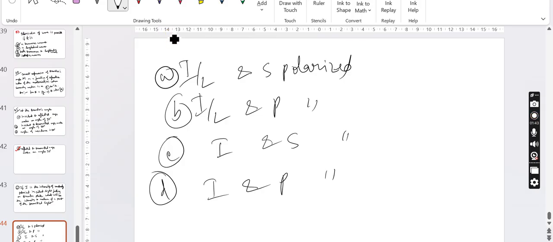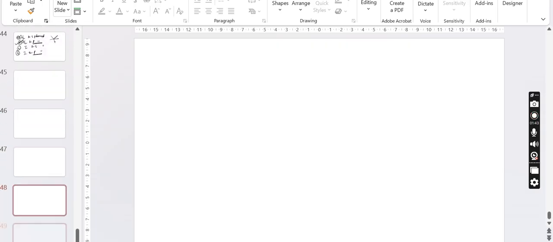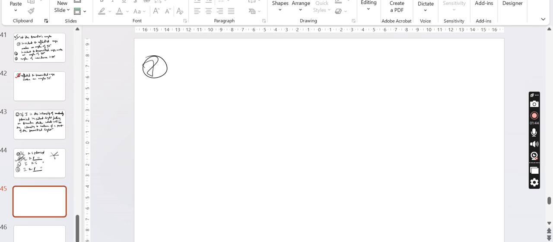So we know that only P polarized light will be transmitted. So P polarized light will be transmitted and S polarized light will not be, or some of the S polarized light will be reflected also. So the portion of the S polarized light will get reflected. So the intensity will get halved. So that's the reason. Question number 7.